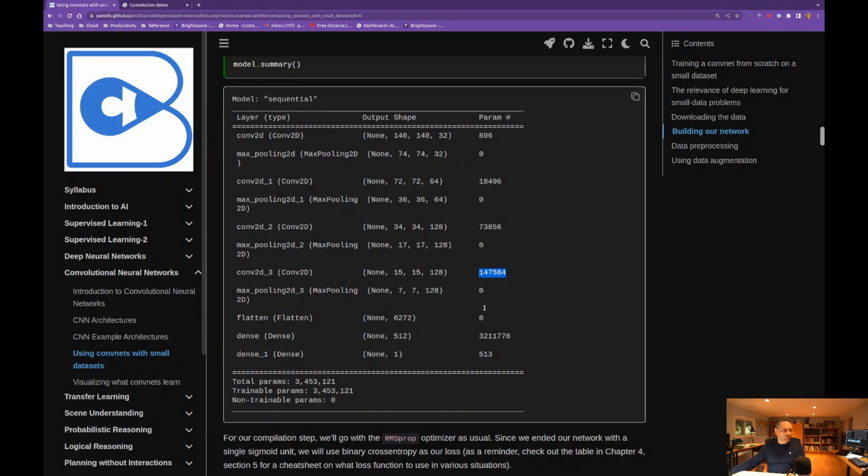But the most striking thing over here is this. Look at the number of parameters involved in one fully connected, or dense, layer: 3.2 million parameters. Out of the total 3.5 million parameters that we have, 3.2 million are associated with a fully connected layer. And here is a striking example of why it would make sense to actually use CNNs for image classification.